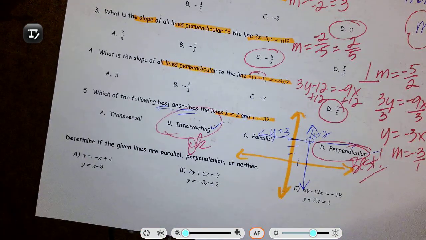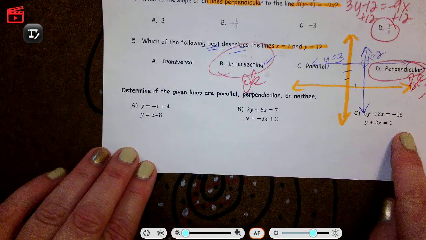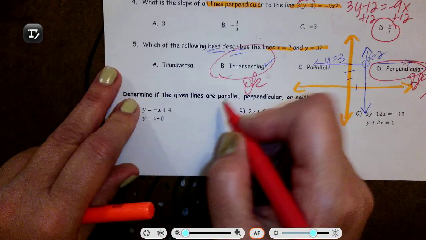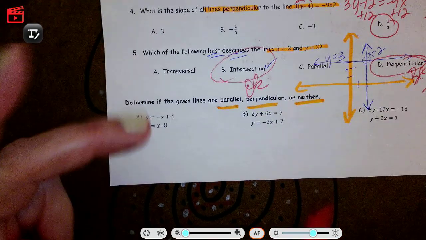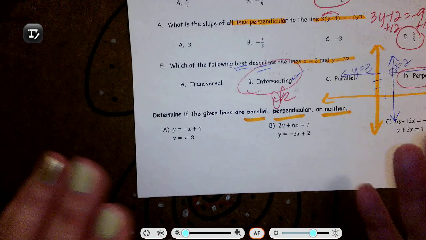Okay? All right. And last but not least, they want you to determine the relationships going on between these sets of equations. So they want us to define if it's parallel, perpendicular, or neither. So really, all we need to do is hunt down the slopes and then make that decision. So let's take a look at A here.